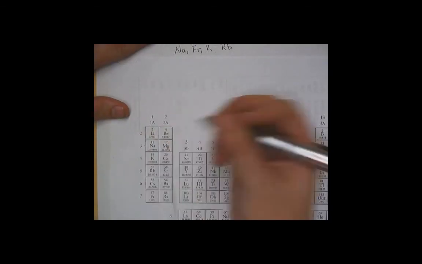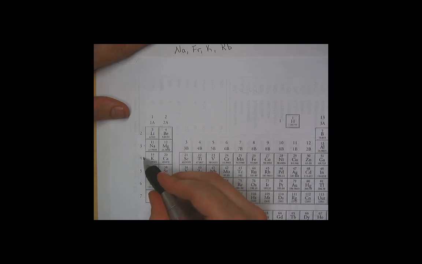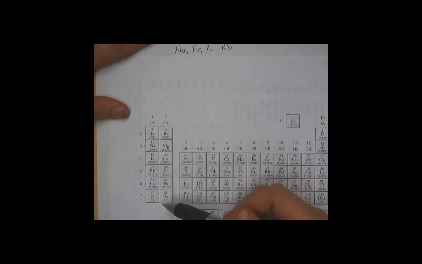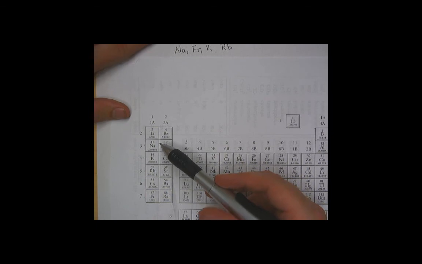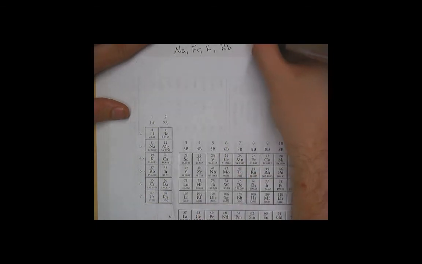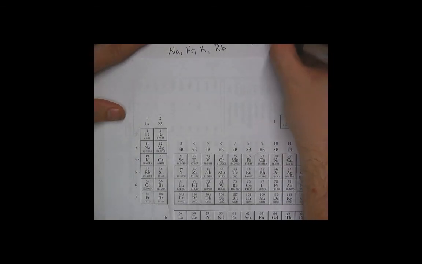All right, so we find sodium on the periodic table, we find francium, we find potassium, and we find rubidium. So we know that since these are all in the same group, the member that is the highest in the group is the most electronegative. So sodium is most, which is greater than potassium, which is greater than rubidium, which is greater than francium.